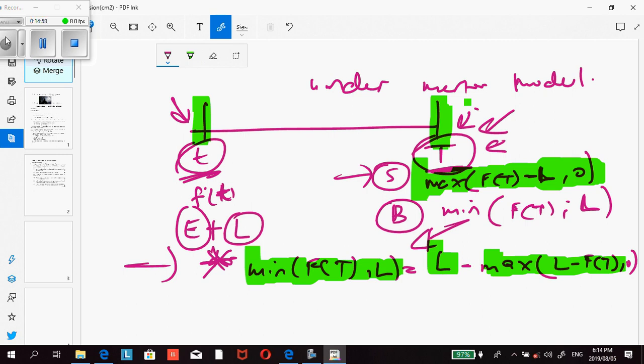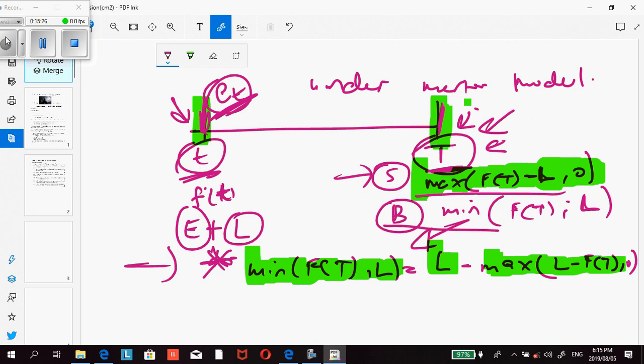So what does that mean? That at time little t, we value the shareholders as a call option. So at time little t, the value of the shareholders of the company is a call option, since at the end we have the payoff of the call option.